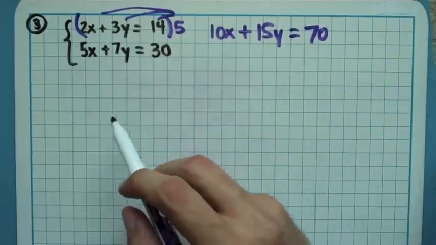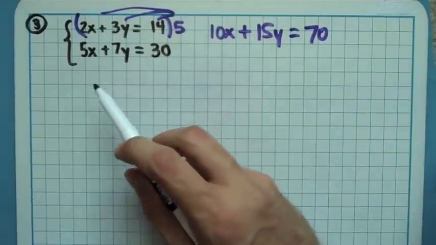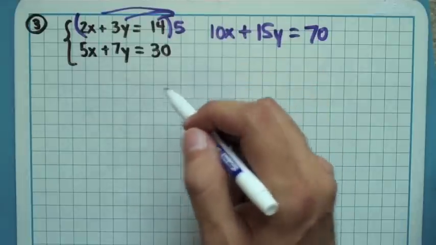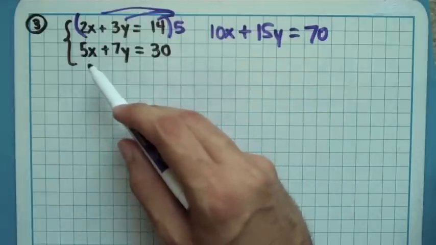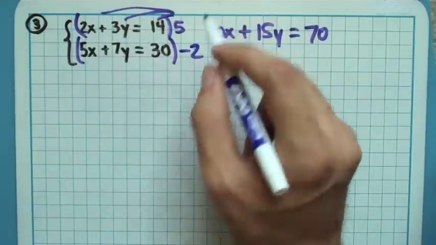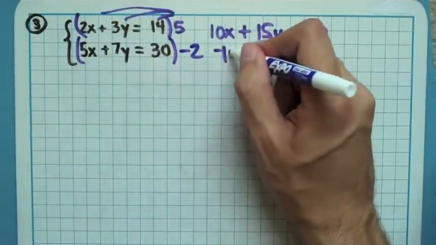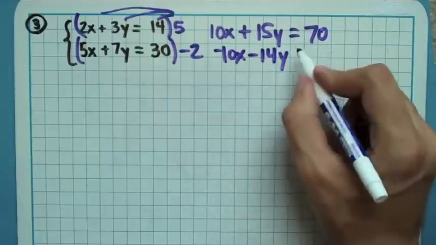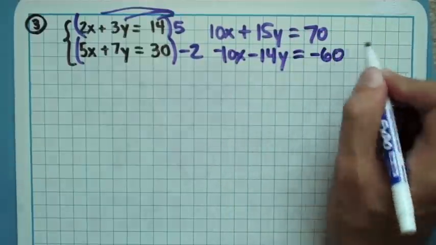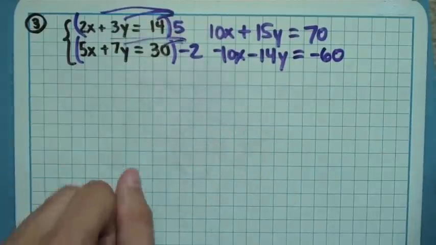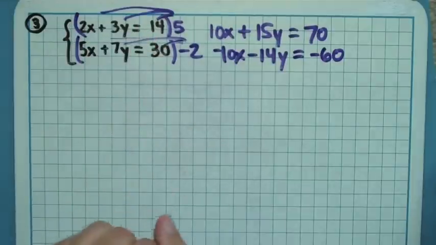And for my bottom equation right here, I want to actually have a -10 for that one. If I had a positive 10 and I added them, 10 plus 10 is just going to be a 20. So I need this to be a -10. Well, if I multiply by a -2, that's going to get me my -10x that I want. So I get -10x, it'll be minus 14y equals -60. So I multiplied by two different numbers, one for each equation. Sometimes you multiply just one equation, sometimes you have to multiply each one.